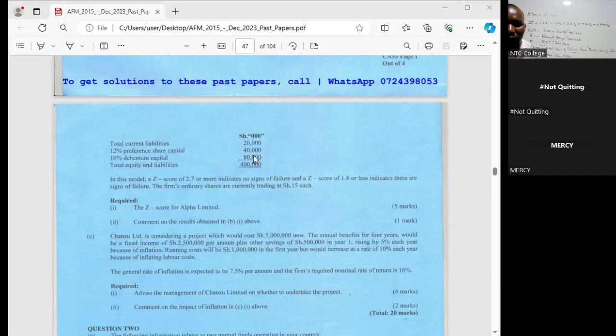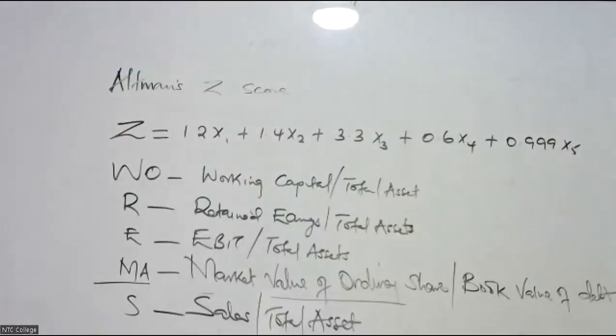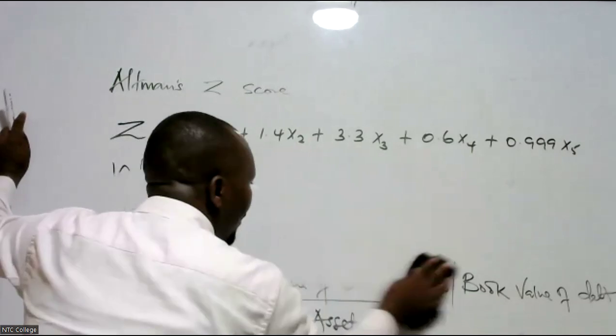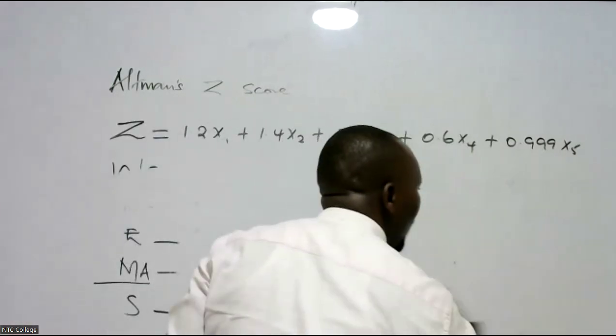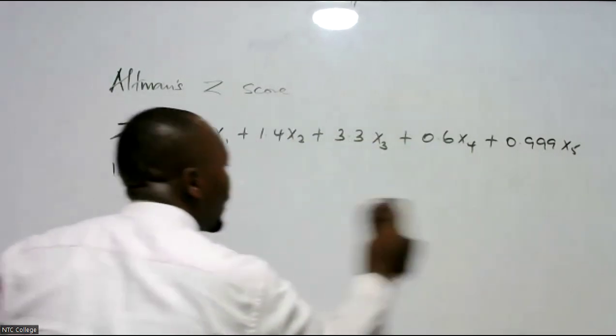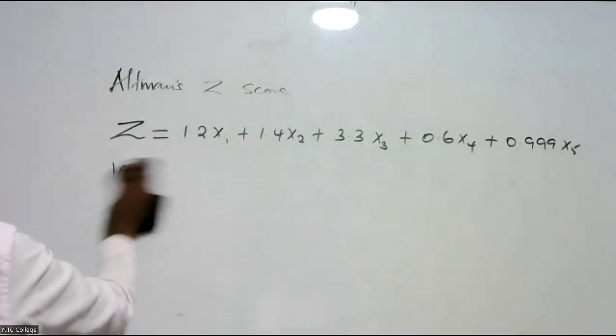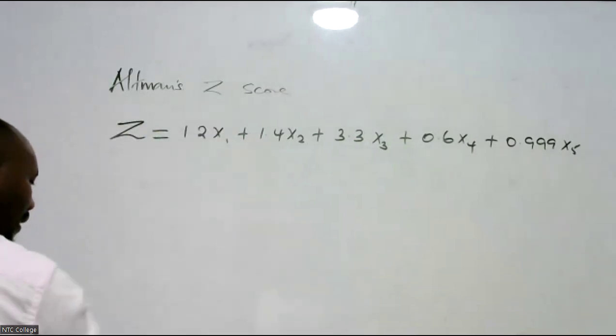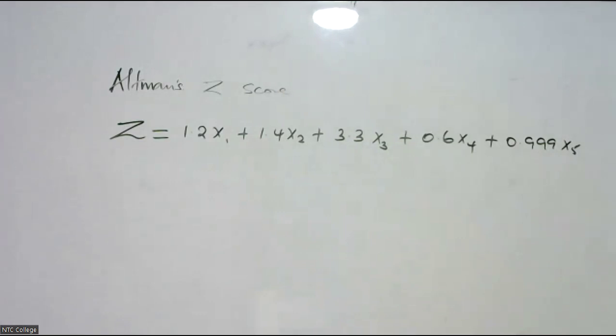Now the z-score of Alpha. So what do we start with? Let's start with the working capital. We started yesterday by looking at what working capital is, and Luke said that working capital is current assets minus current liabilities. So we need to go and check our working capital.